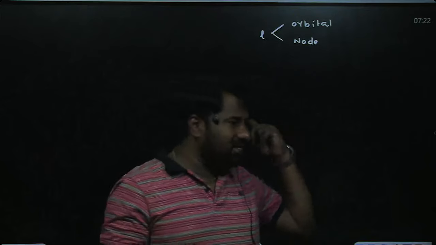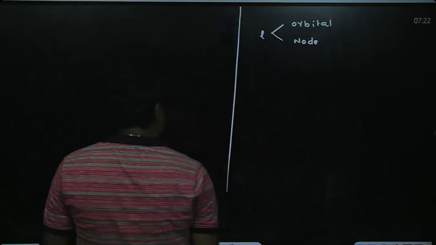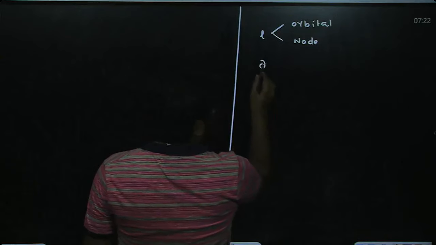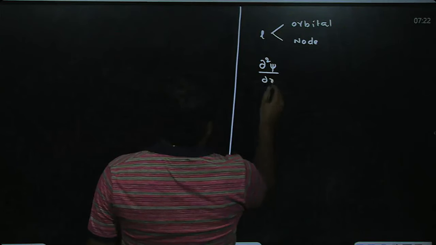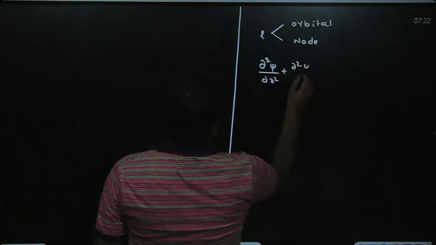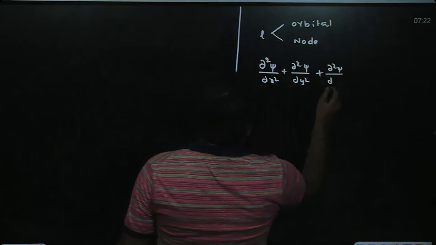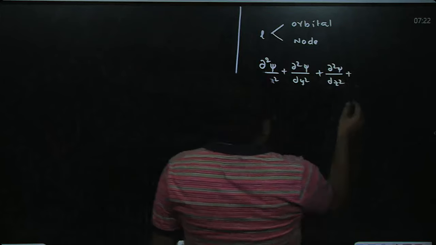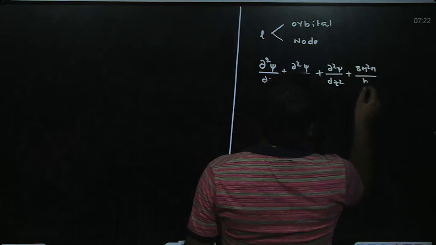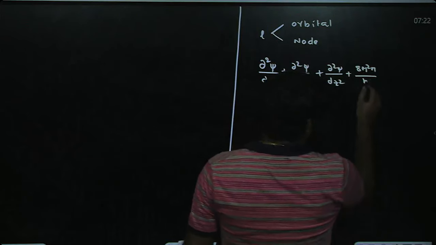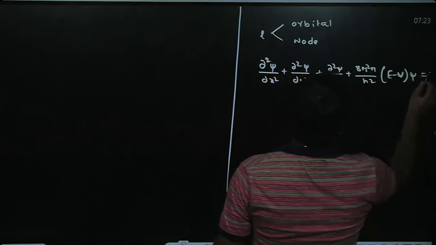So to explain the nature of the electron, we use the Schrödinger wave equation. What is that? We are not going to take the complete derivation. Dou indicates partial derivative. Dou square psi by dou x square plus dou square psi by dou y square plus dou square psi by dou z square plus 8 pi square m by h square into E minus V into psi equal to 0.